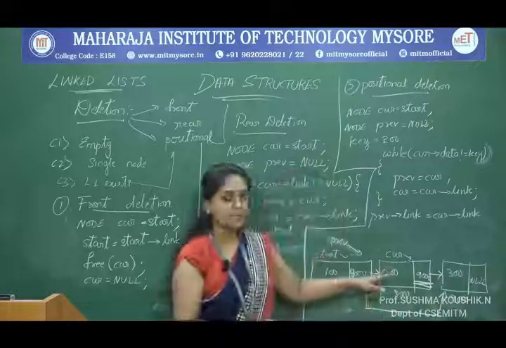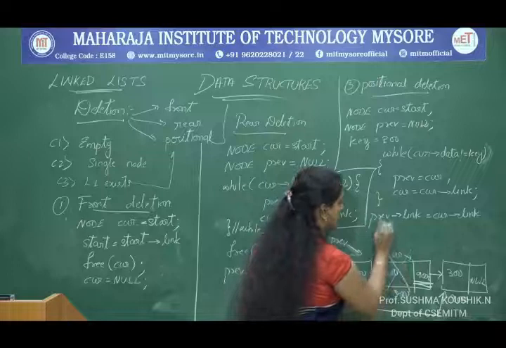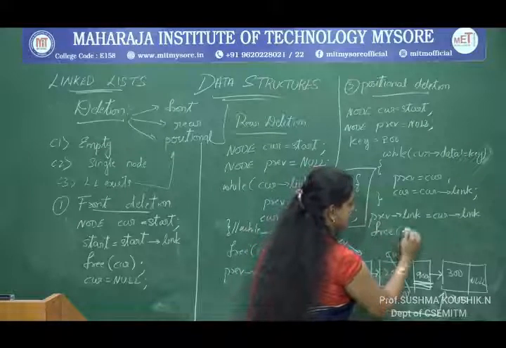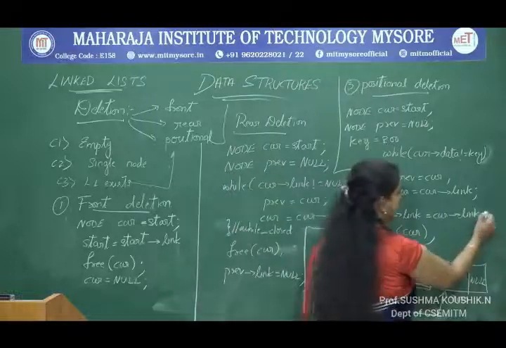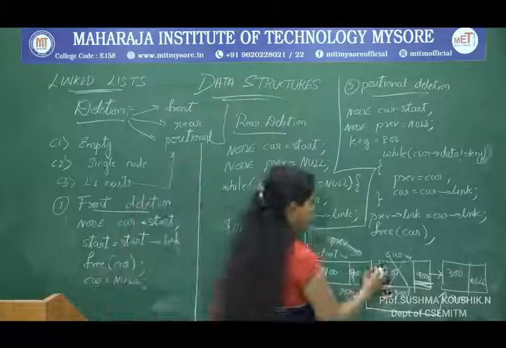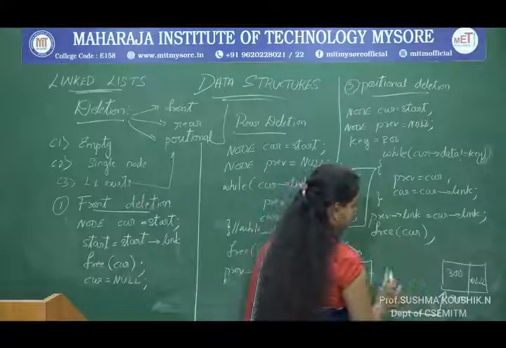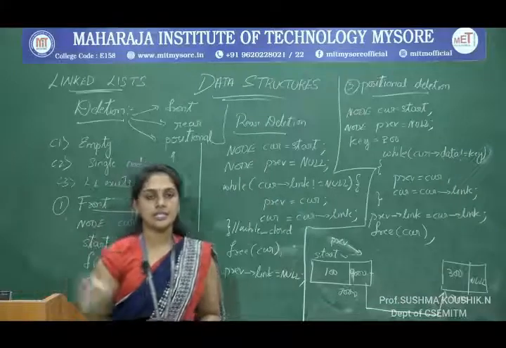Okay, I am okay to free this particular node. So how to delete this particular node? It's as simple as writing free current, where the memory will be deleted. So with this we will be deleting this particular node. So this is how we do the positional deletion.